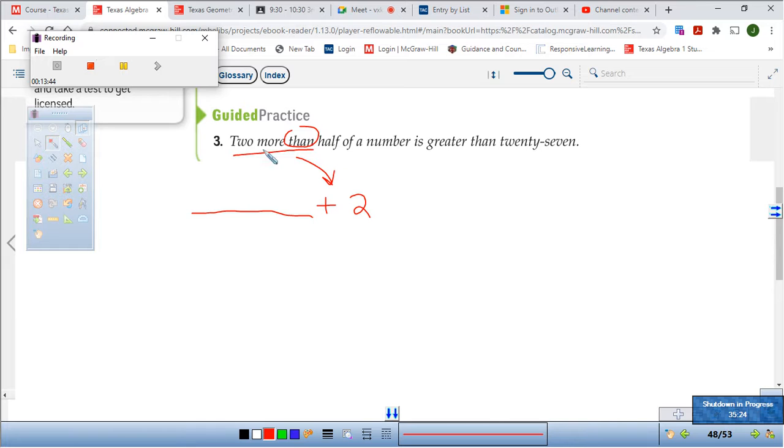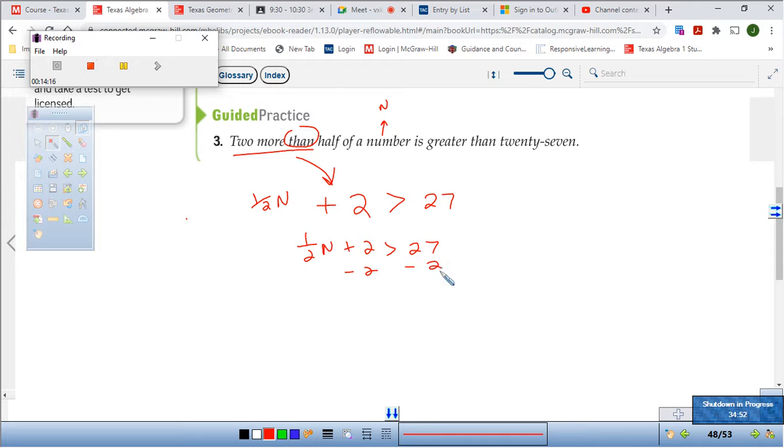Okay? 2 more than half of a number. So we're talking about a number, and we're going to go with n. So we're going to go with half n. You see that? Half n plus 2 is greater than 27. And there it is. Pretty easy. This one's super easy. So they want us to come out here and solve it. We set it up. And then we should solve it.